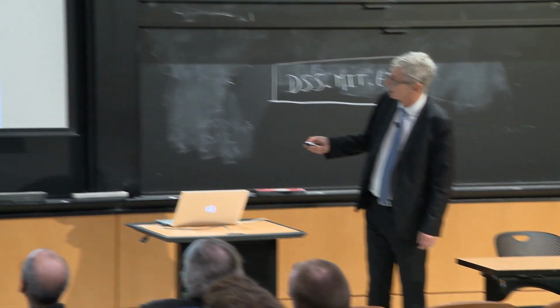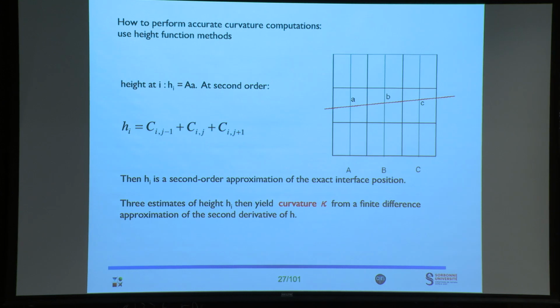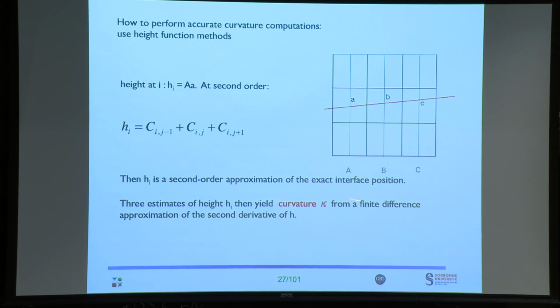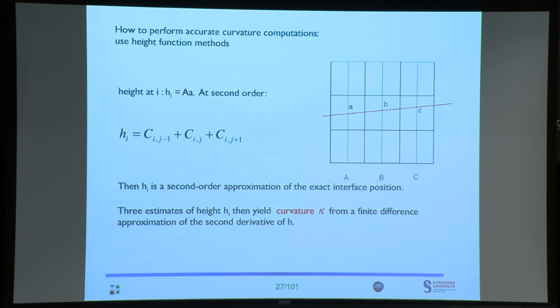So how do we improve the curvature calculation? We compute these so-called height functions, and this is really the key to the accuracy of the method. And so then we take finite differences of the height function, and we get the curvature.